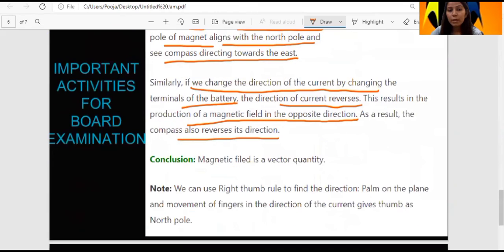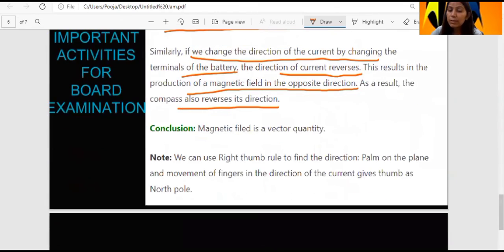Now what is the conclusion? We can say that the magnetic field is a vector quantity because it always shows a particular direction. Therefore, the magnetic field is always a vector quantity. So we will have to use the right hand thumb rule. In further activities also, we can study this right hand thumb rule. So I will let you know what the right hand thumb rule is.